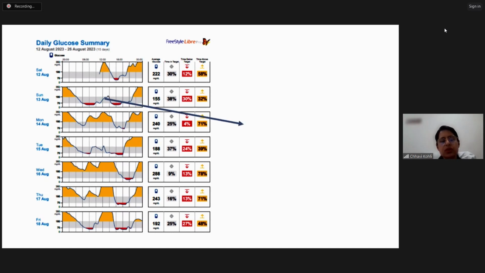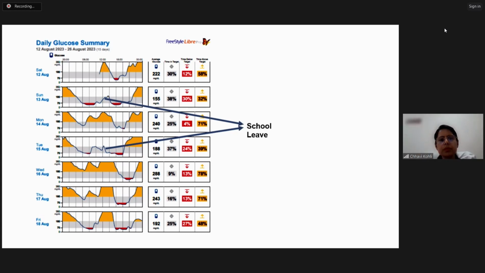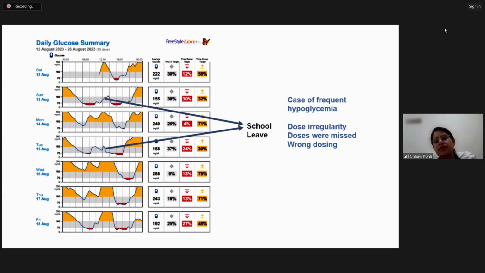If we see this glucose monitoring chart of a child of 14 years of age, she was having repeated hyperglycemic as well as hypoglycemic episodes. But on the days of leave, her sugar levels were not so high. The factor observed was that she was skipping her insulin doses in school, and when she reached home, she was so lethargic and she was injecting excessive insulin to bring down the sugar. So she was having hypoglycemic episodes.